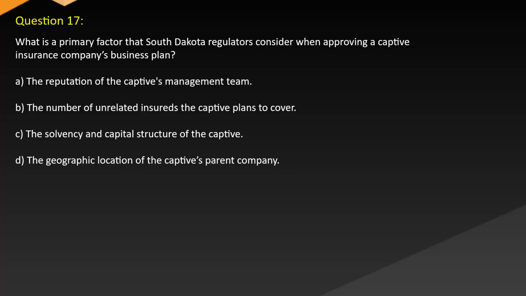Question 17. What is a primary factor that South Dakota regulators consider when approving a captive insurance company's business plan? A. The reputation of the captive's management team. B. The number of unrelated insureds the captive plans to cover. C. The solvency and capital structure of the captive. D. The geographic location of the captive's parent company.